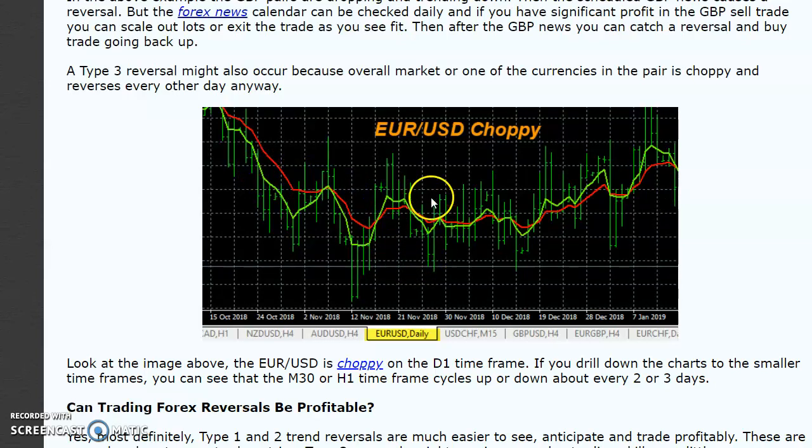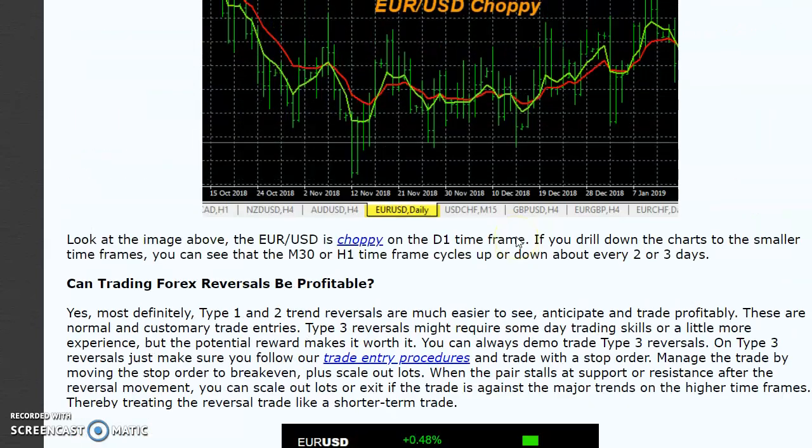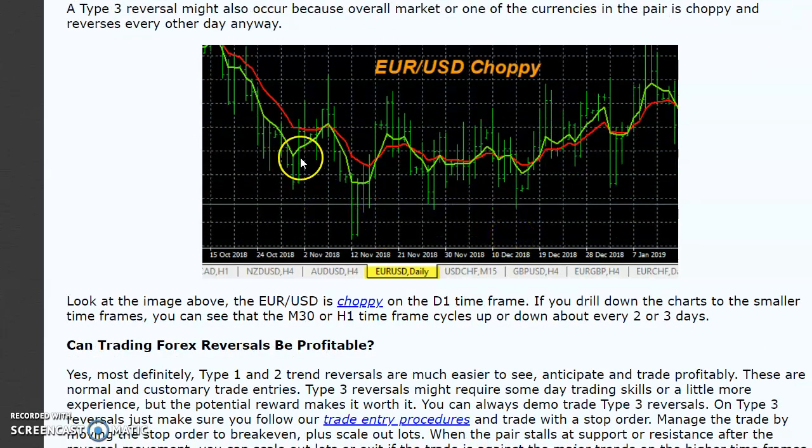So probably the smaller time frames are bouncing up and down about every other day. Well, you can have sudden reversals here, but in this case, it's because of the choppiness on this particular pair. And in this case, I would think you would want to trade far less lots and just be real careful. So if the market is choppy and you're getting choppy sudden reversals, chances are they'll be on the smaller time frames.